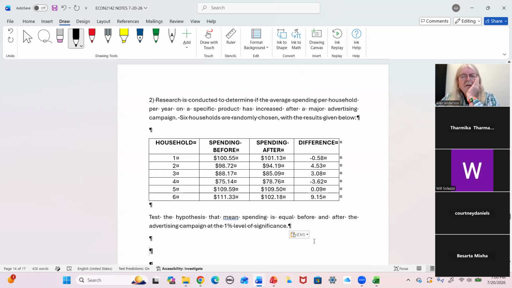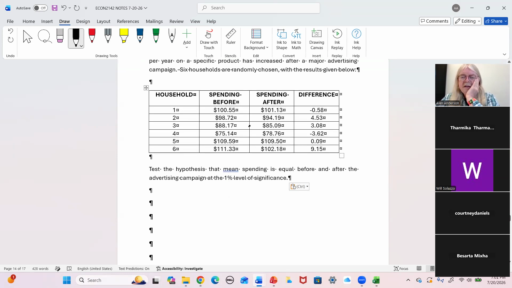So now here we're advertising some. We're trying to find out if the average spending per household on a specific product has increased after a major advertising campaign. Now here we want the spending to increase. This is actually reversed from the first one.